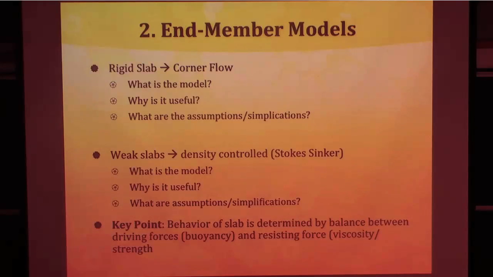All right, so now I wanted to talk about two end-member models to help us think about building the physical intuition for how slabs deform. The rigid slab corner flow is a very canonical end-member. I chose another end-member, which I call weak slabs, which is basically the other extreme in terms of strength, and it's based on a Stokes sinker.